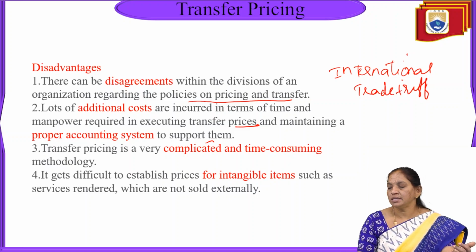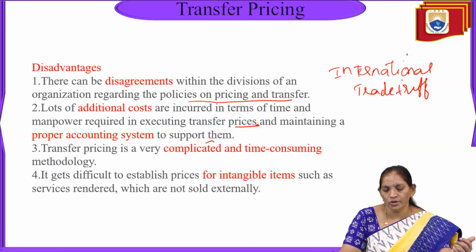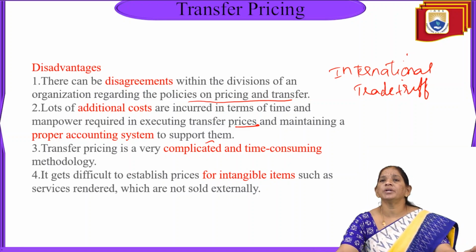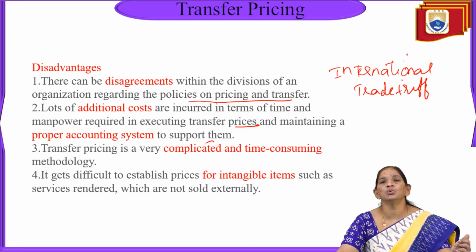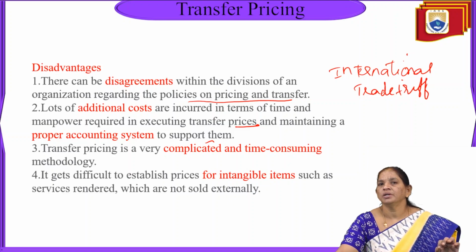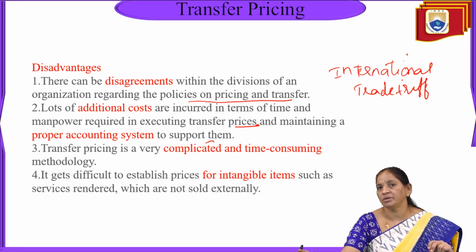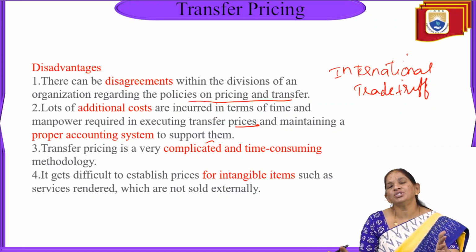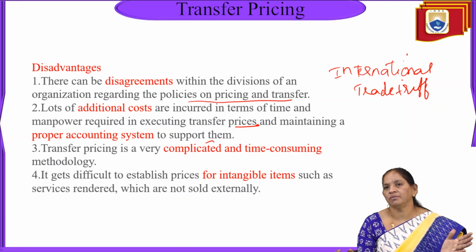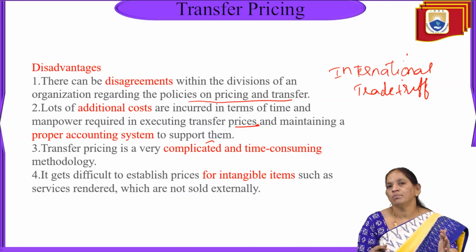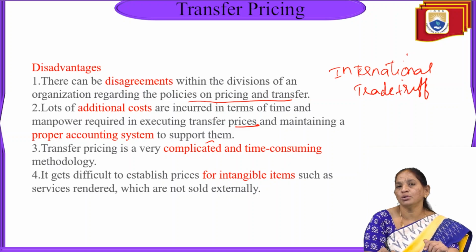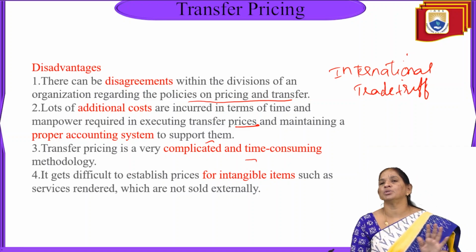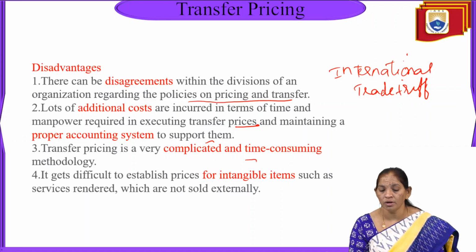The next disadvantage of transfer pricing is that it is a very complicated and time-consuming methodology. Why? Because the accounting system must be perfect, and we must have a lot of people to arrange things and identify them, and we also need to manage human resources. So gathering all of these involves additional cost, and it is also very time consuming to identify whether perfection is being achieved or not.